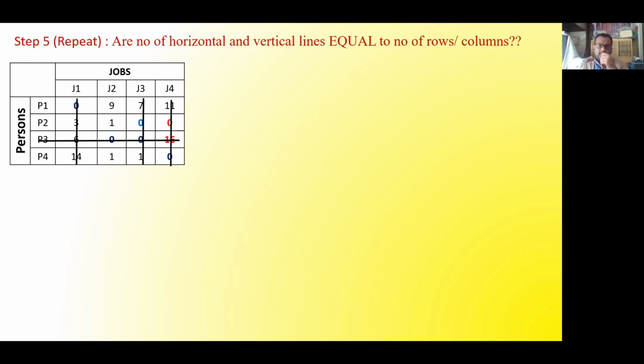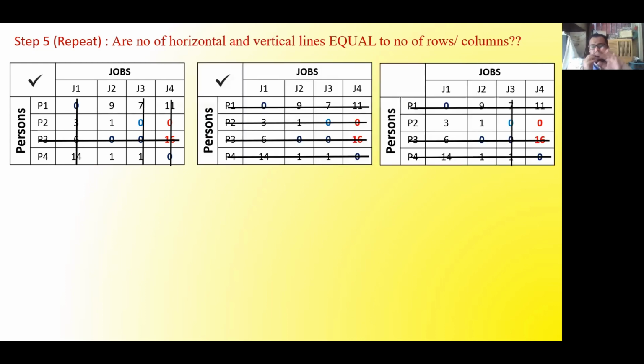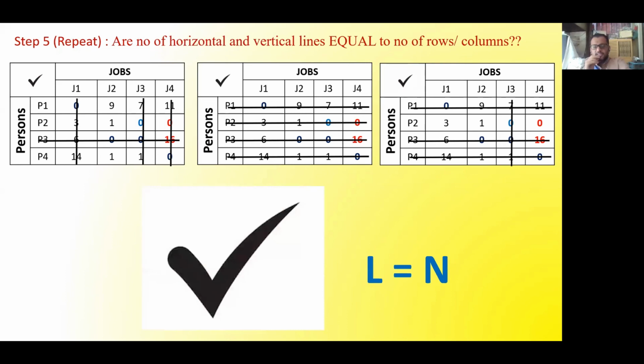Someone will do it like this, someone will do it like this. I don't have any objection, you cut it any way, but make sure that it is the minimum number of lines covering all the zeros. Some of the possibilities I have shown, there are many more. Someone can do all horizontal, that is also okay. I am interested in the minimum number of lines covering all zeros. So once this is done, now we have reached the final solution, that is L equal to N.